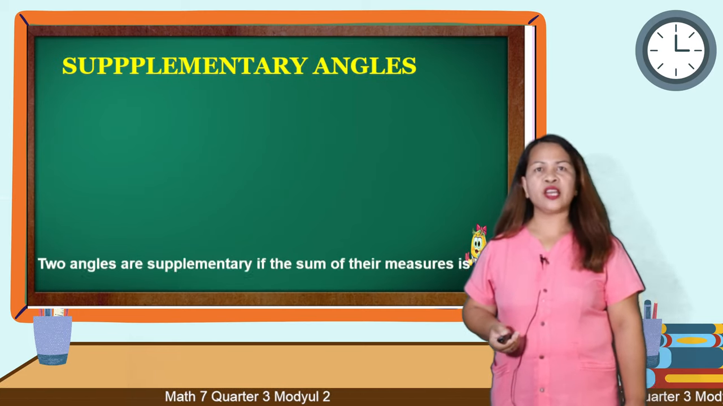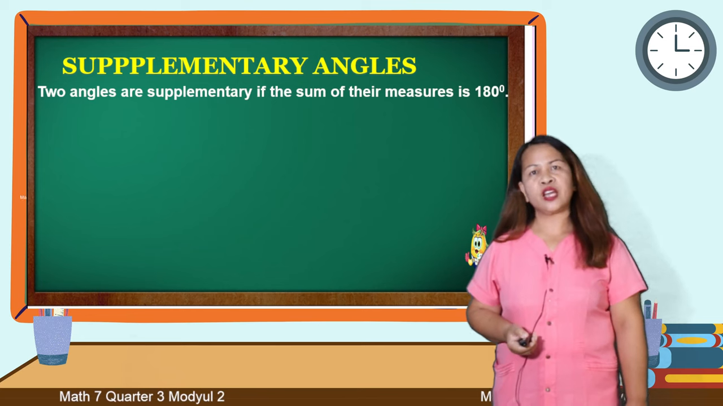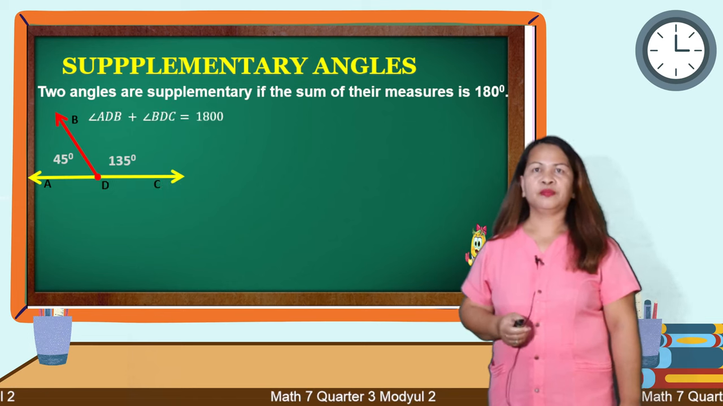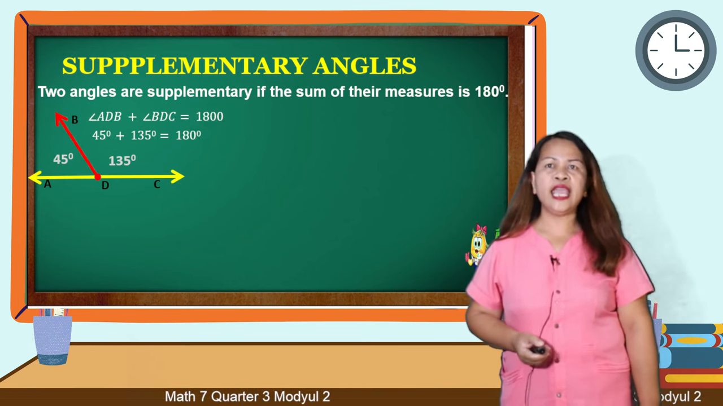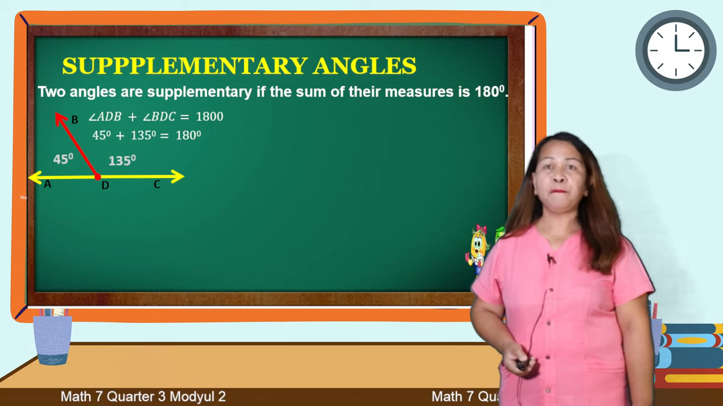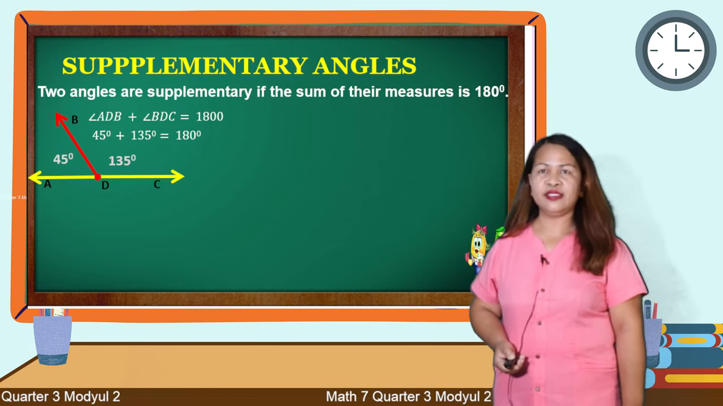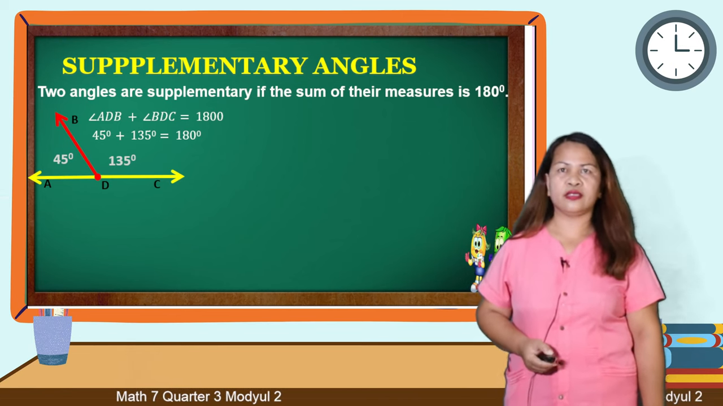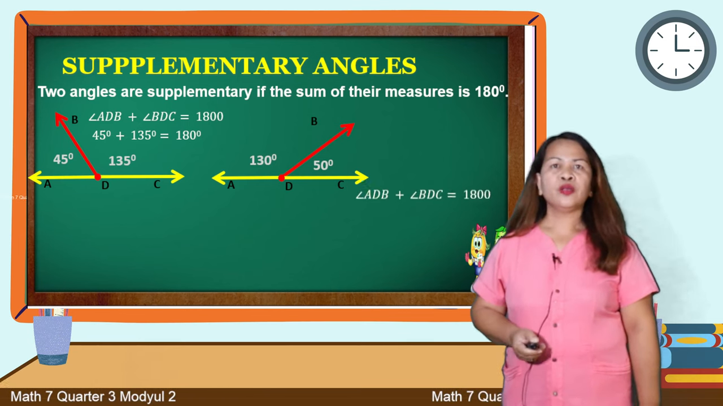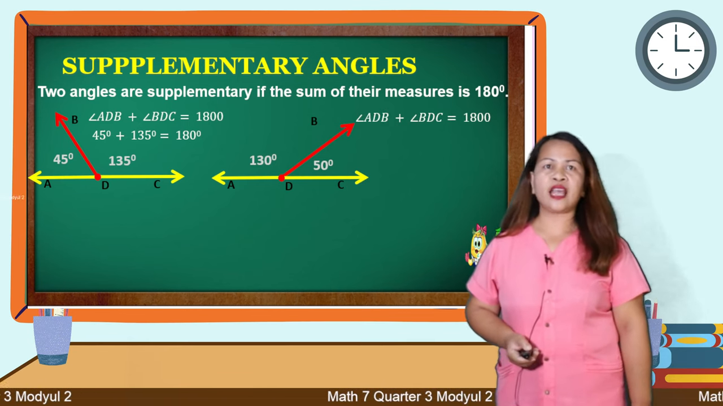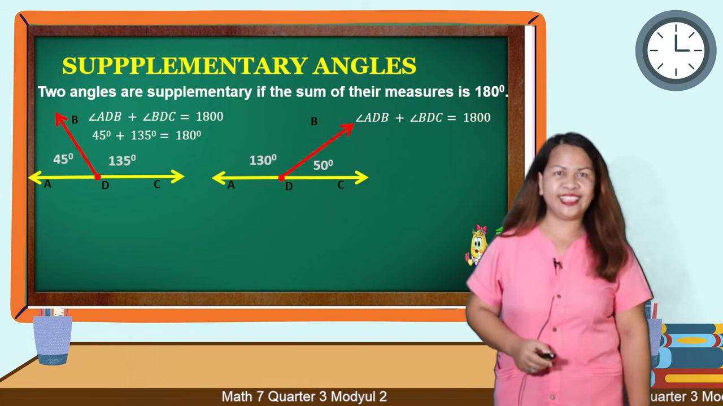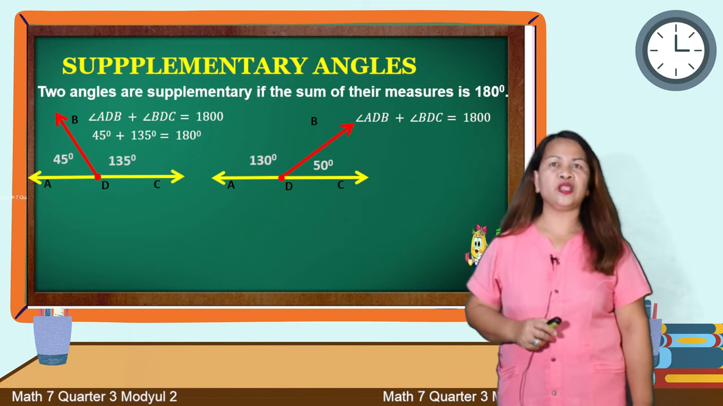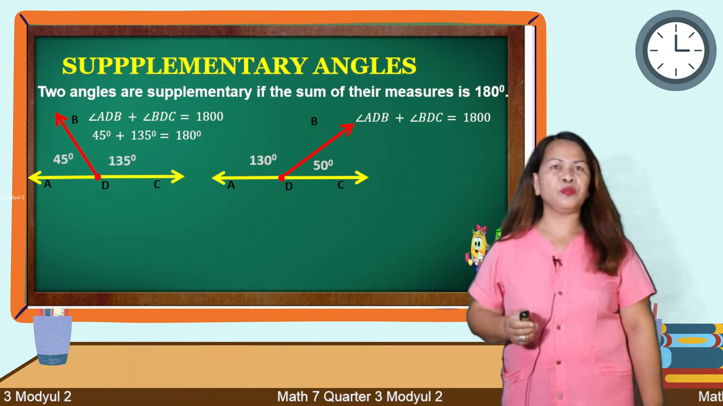That's supplementary angles. Two angles are supplementary if the sum of their measures is 180 degrees. So angle ADB plus angle BDC is equal to 180 degrees. So 45 plus 135 measures 180 degrees. Another example: angle ADB plus angle BDC, another 180 degrees. Pardon the typographical error. Maybe it is not compatible with the other computer that I used.